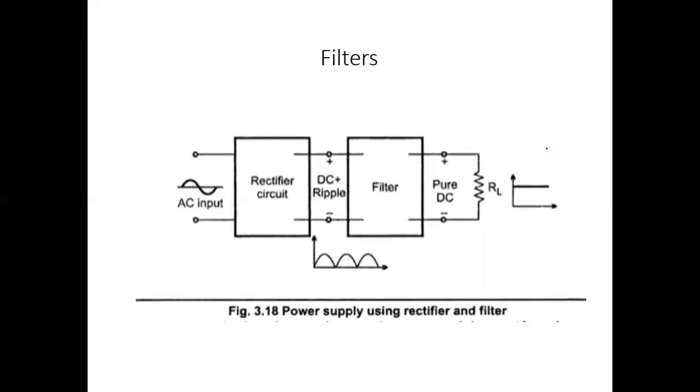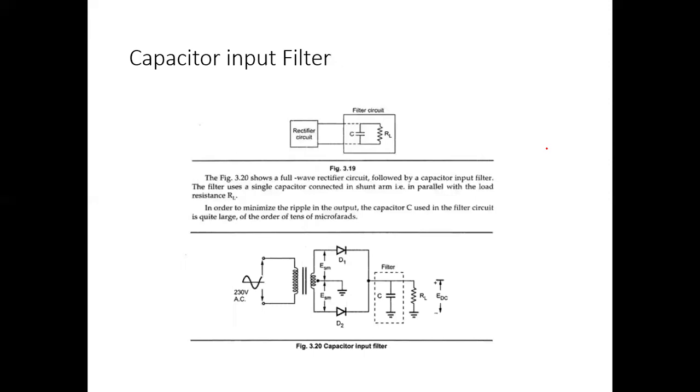Generally the filter will be a capacitor. It is called a smoother. In order to minimize the ripple in the output, the capacitor C used in the filter circuit is quite large, of the order of tens of microfarads.